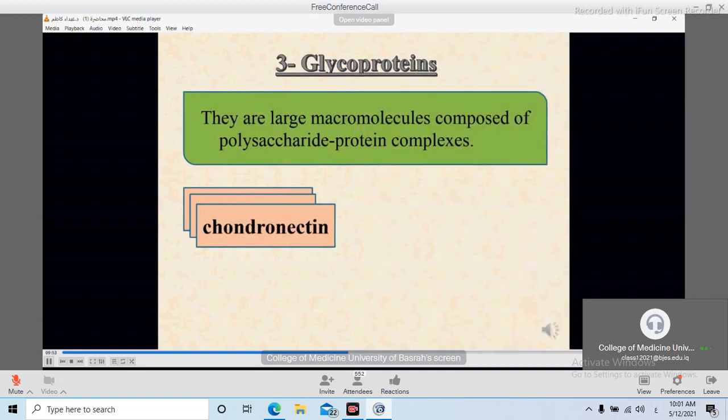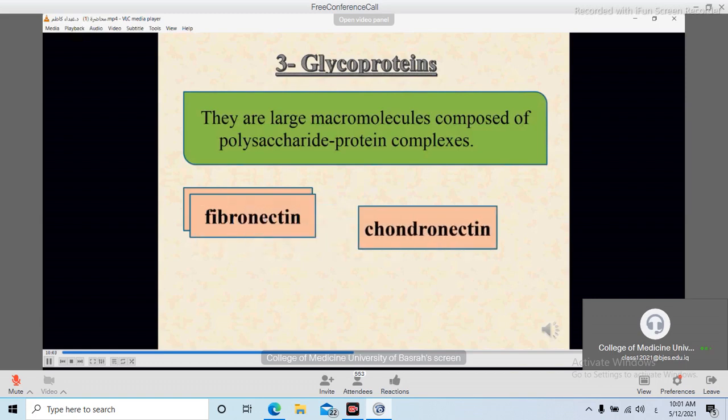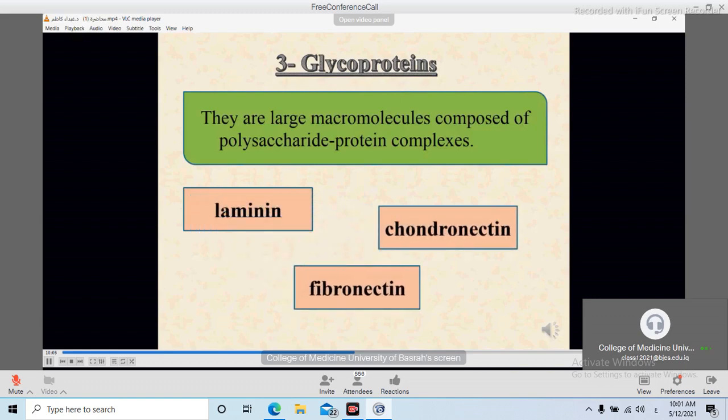الماكرومولكيولز أيضا اللي تشكل ground substance هو glycoprotein. They are large macromolecules which is composed of polysaccharide protein complexes. The type of glycoprotein that found in ground substance include laminin, fibronectin, and chondronectin.